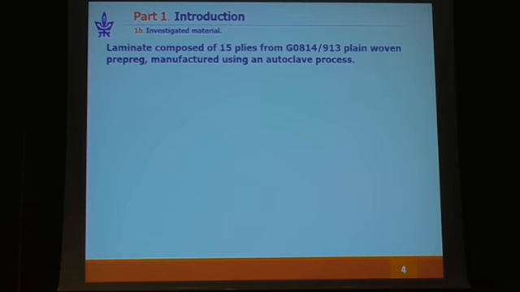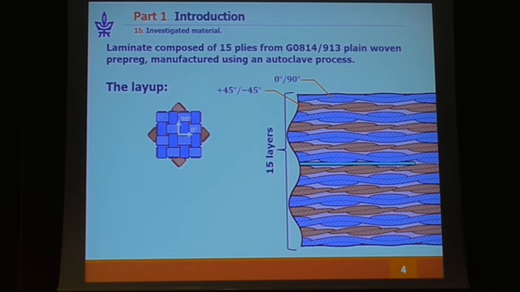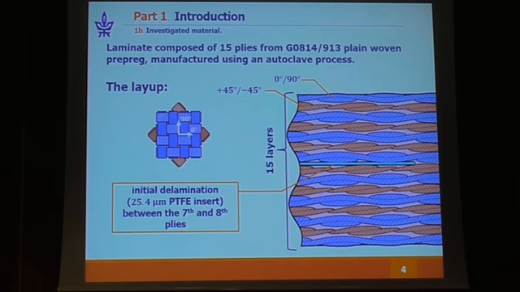The material investigated here is a composite laminate composed of 15 plies of G0814 pre-preg plain woven carbon fibers in a 913 epoxy resin. The layup is a multi-directional one in which each ply was rotated 45 degrees with respect to its previous one, and a 25.4 micrometer thick PTFE insert was placed between the 7th and 8th plies, acting as an initial delamination.